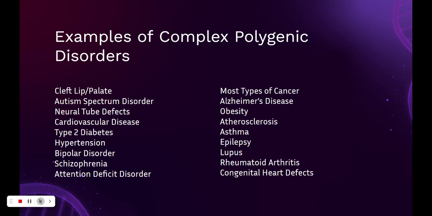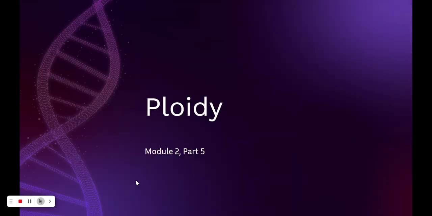Congenital heart defects we already talked about. So those are some examples, and this is why it's so important that in this course you learn how to take a family history and do a pedigree, because it's still the best tool we have at the moment.